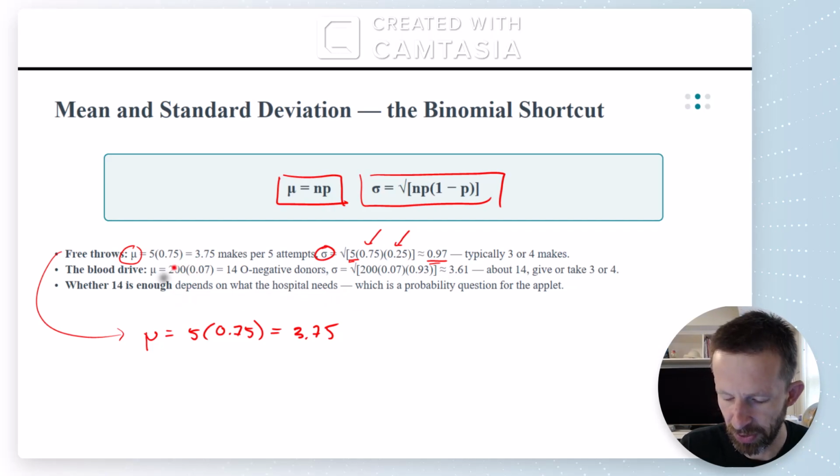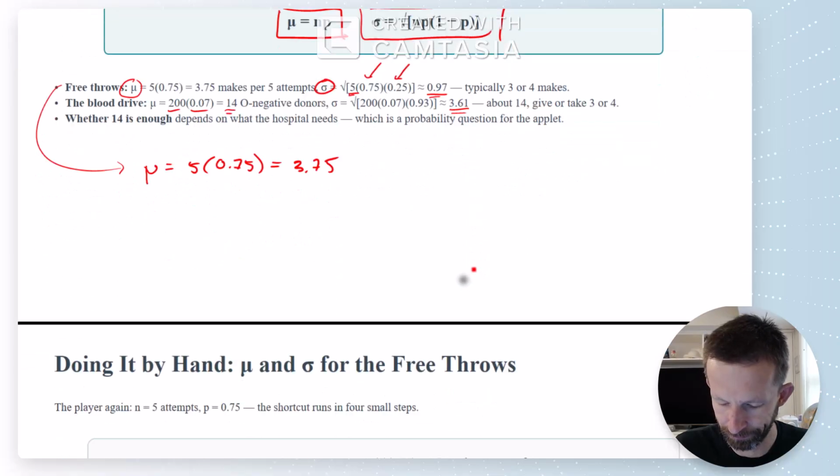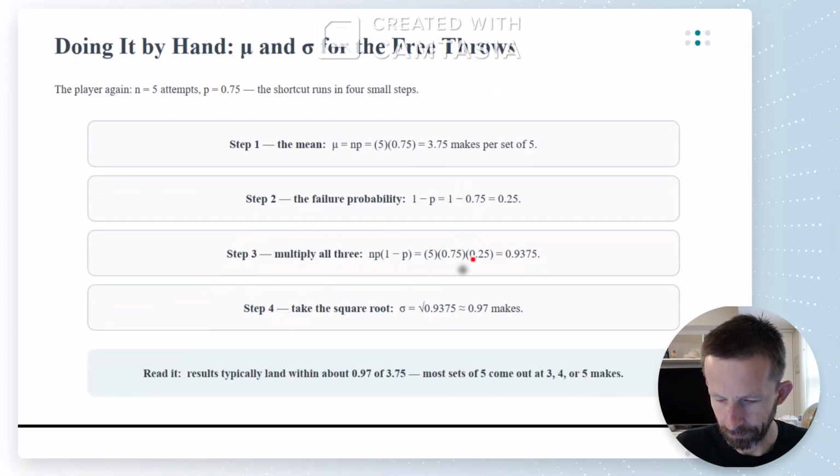In the blood drive situation, my n is 200, my p is 0.07, and we calculate that. So here the average would be 14 O-negative donors, with a standard deviation of 3.61. So 14, give or take 3 or 4. Here are the steps of going through and finding the mean and standard deviation for the free throw shooter.